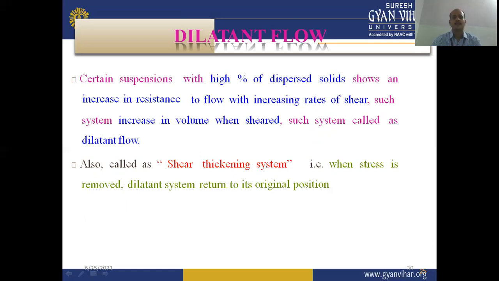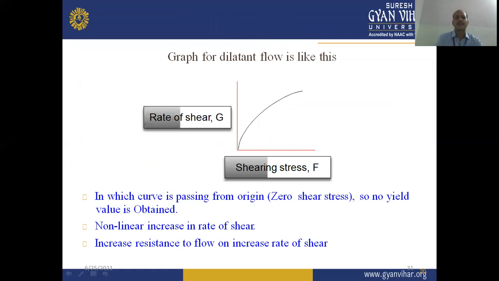So dilatant systems are also known as shear thickening systems, whereas pseudoplastic systems are shear thinning systems. The dilatant systems are the inverse of it, so they are called shear thickening systems. And when stress is removed, the dilatant system returns to its original position. So this is the characteristic rheogram for dilatant flow.